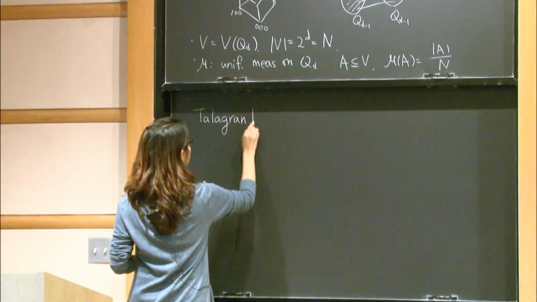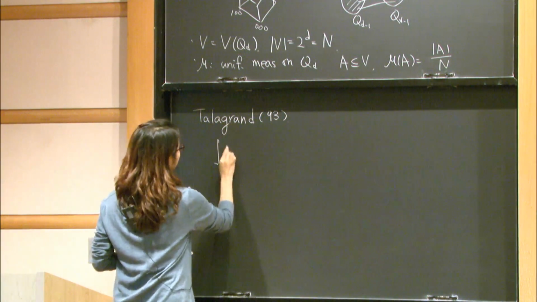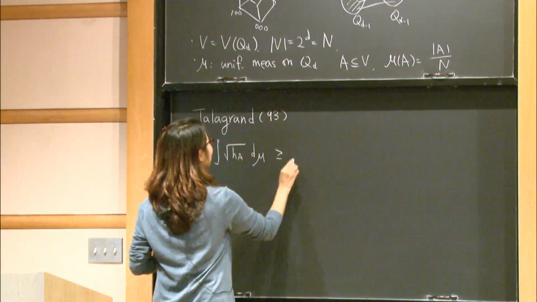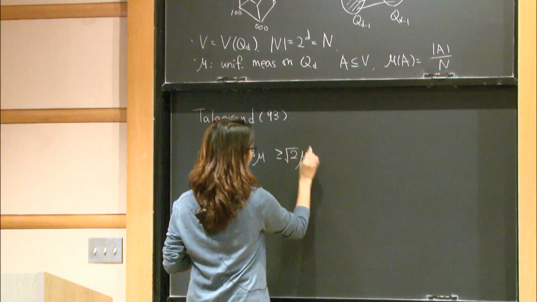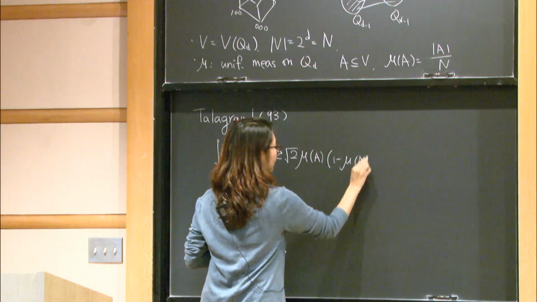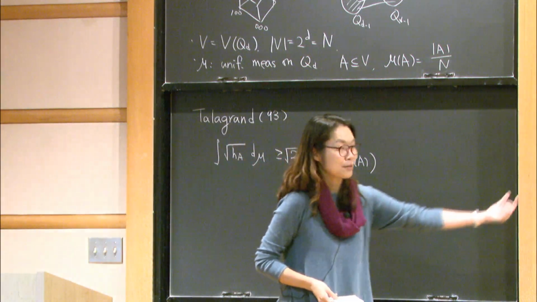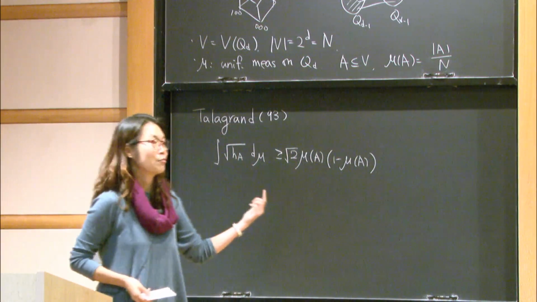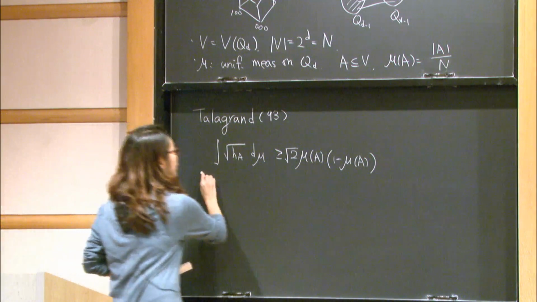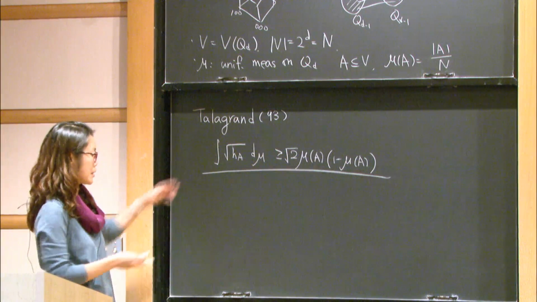So Talagrand in 1993 proved this: the integral of square root of HA d mu is at least 2 times square root of 2 times mu of A times 1 minus mu of A. So this looks very similar to our main theorem, but the proofs are very different. So we didn't use the same idea. And let me make some remarks to have better understanding on this inequality.